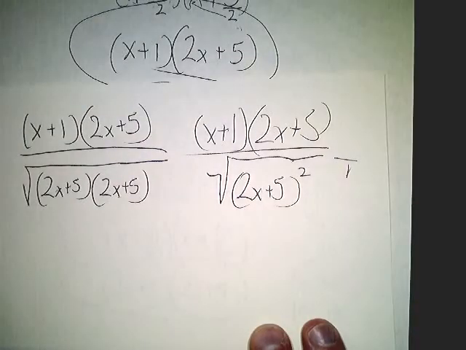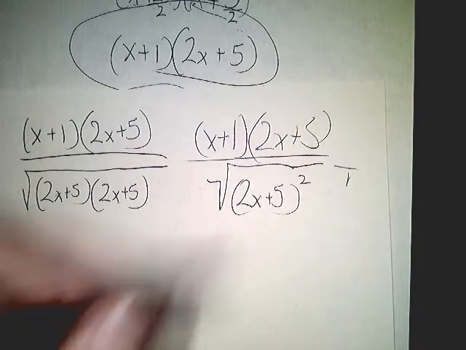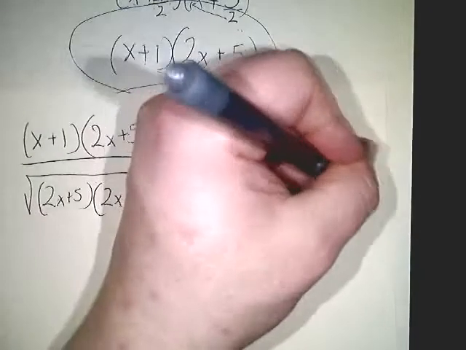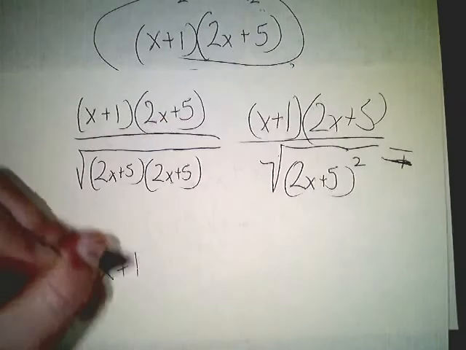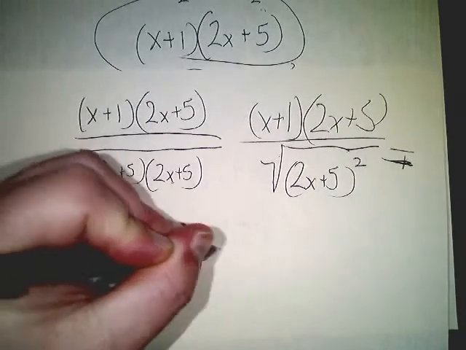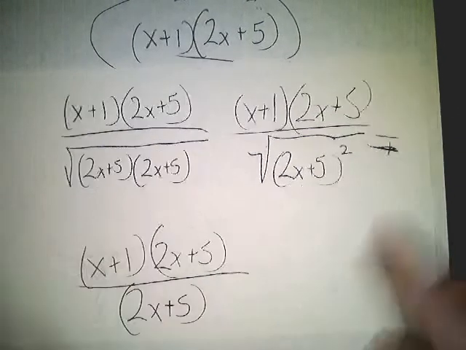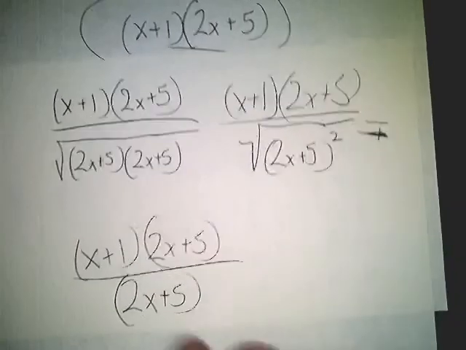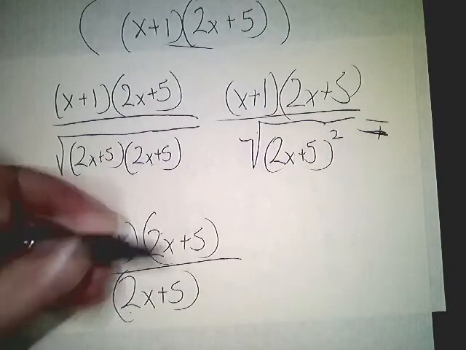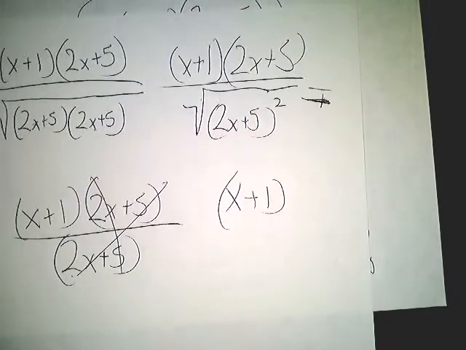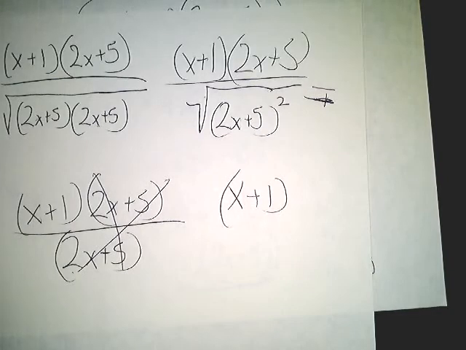Now, when I cancel out, I need to take this square and this square root, and they just cancel each other. So this becomes x plus 1 times 2x plus 5 over just the 2x plus 5, because this gets rid of this. So now I have this on the top and on the bottom, so they cancel. And my final answer is x plus 1. Wow, that's a long way to go, right? That took me 5 minutes just to do that one problem.